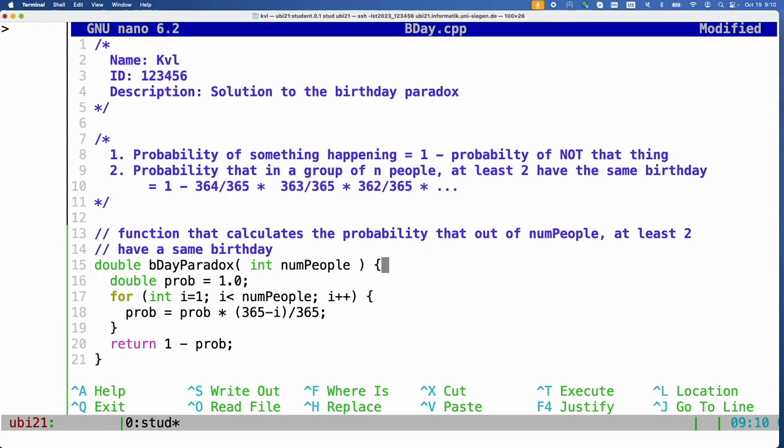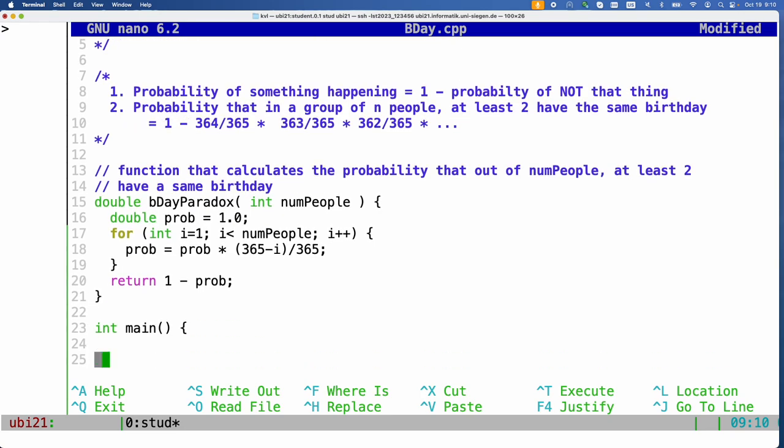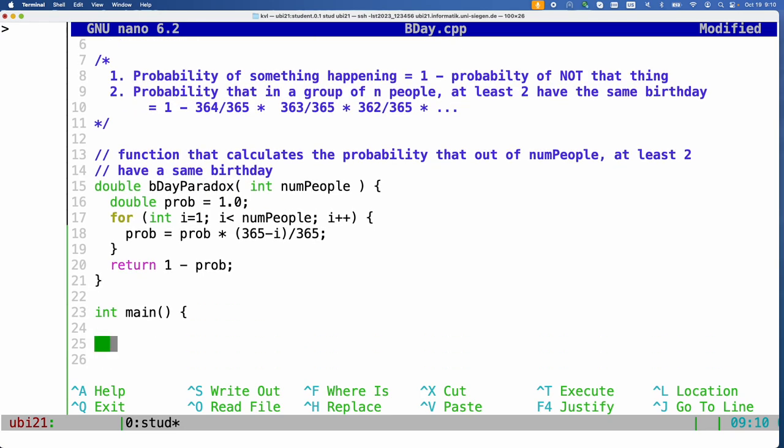So for any group of n people, or num people, as a number here, we can now calculate the likelihood that two of them have exactly the same birthday, or at least two of them. That is what this function now calculates for us. And in our main function, we now just have to show this in our terminal.